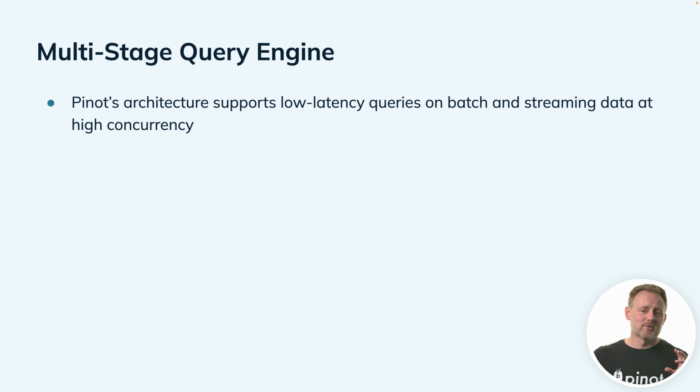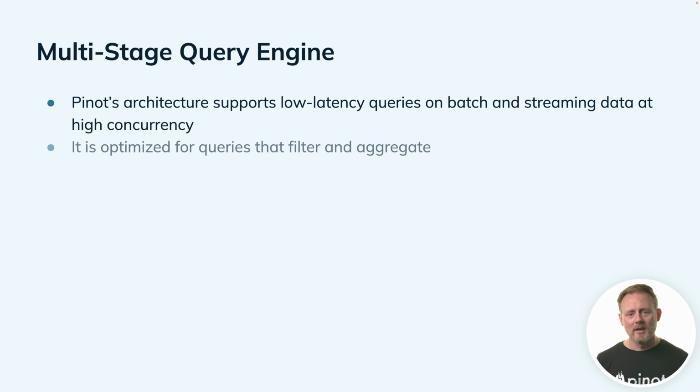Now, Pinot's basic architecture, as you should know by now if you've been working through this course, supports low latency queries on batch and streaming data at high concurrency. It's just built for speed, engineered from the ground up to deliver on the task of real-time analytics. Now, that original architecture is really optimized for queries that filter and aggregate. It's amazingly good at those things.